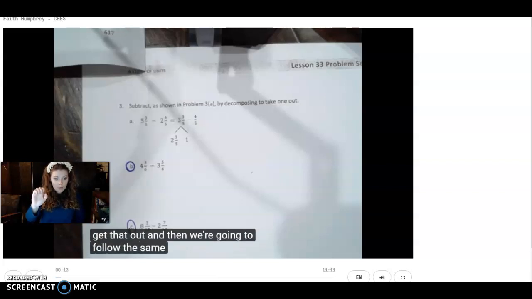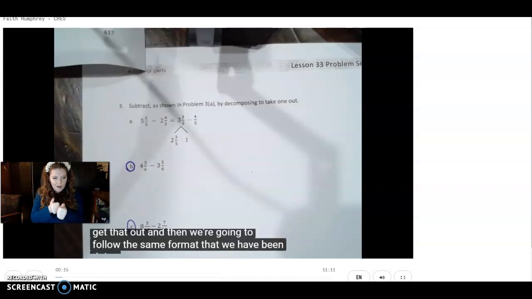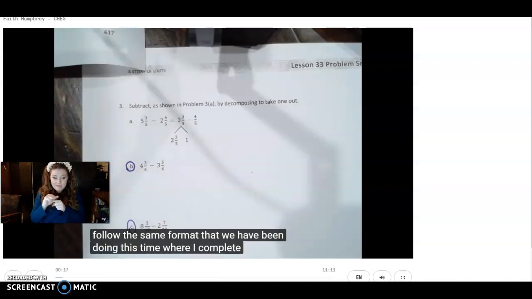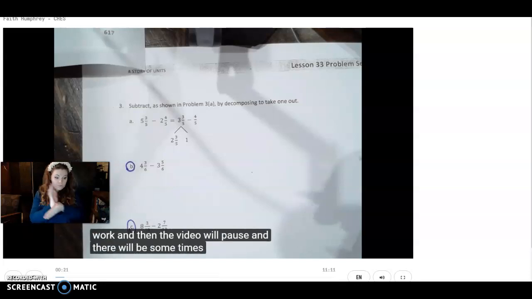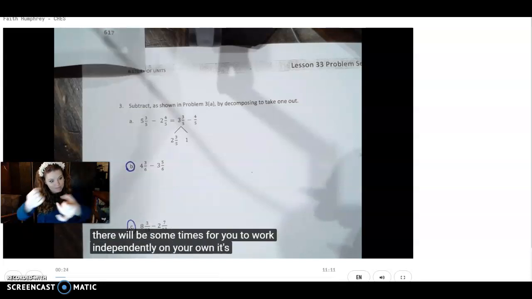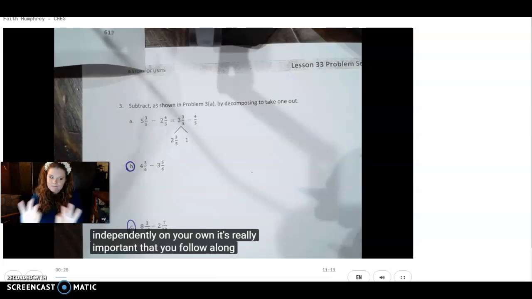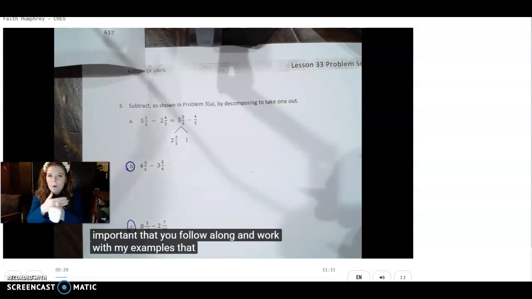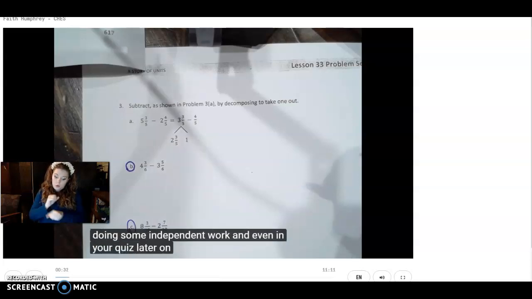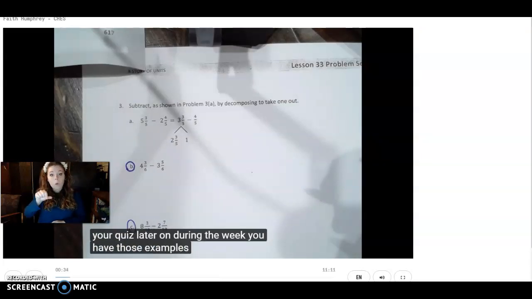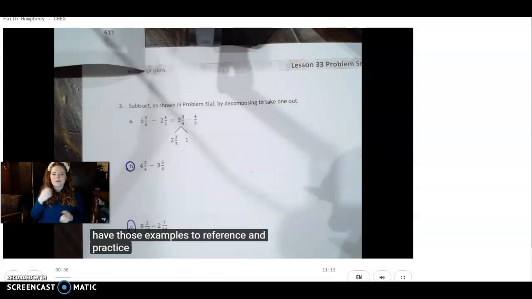And then we're going to follow the same format that we have been during this time, where I complete the work and then the video will pause. There will be some times for you to work independently on your own. It's really important that you follow along and work with my examples. That way, when you are doing some independent work and even in your quiz later on during the week, you have those examples to reference and practice.